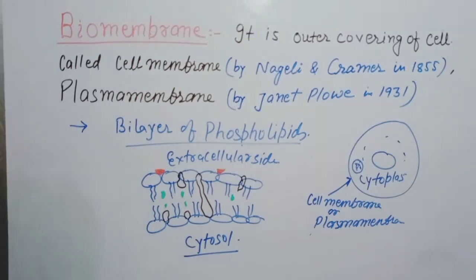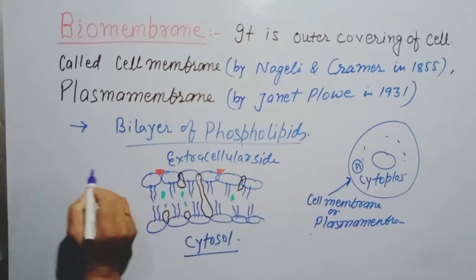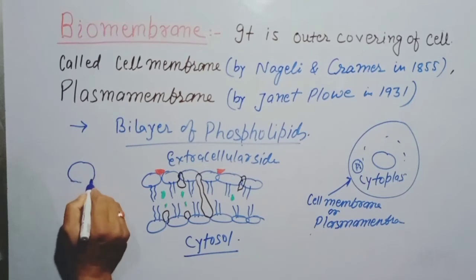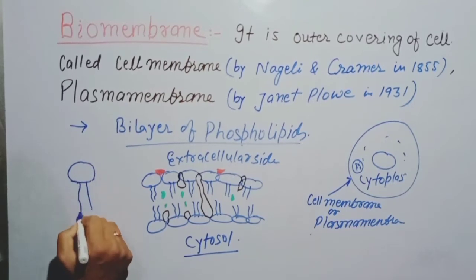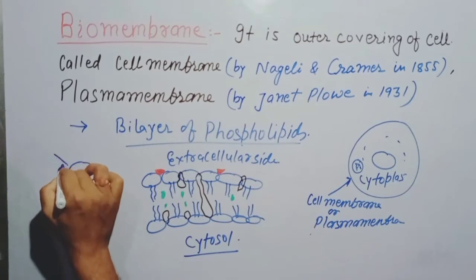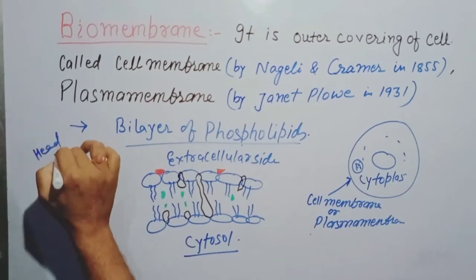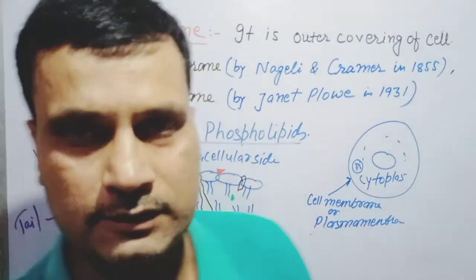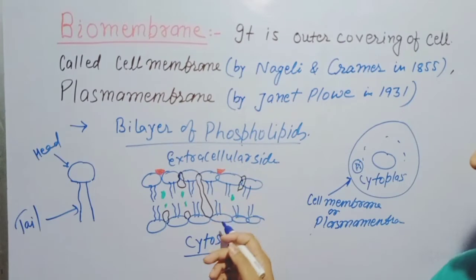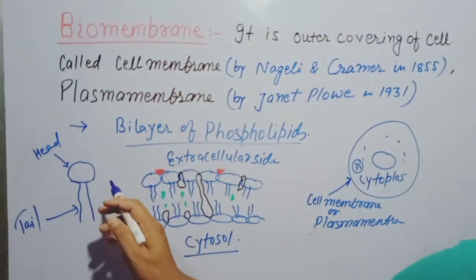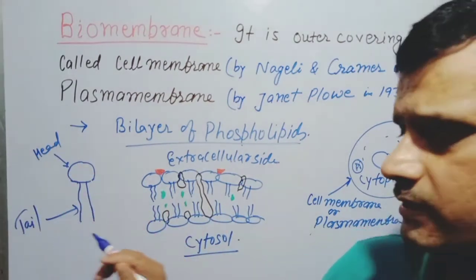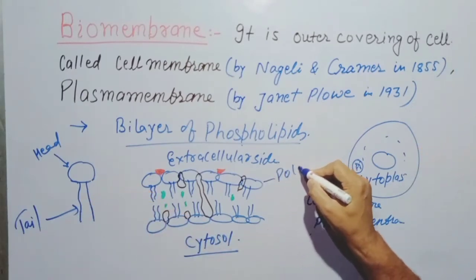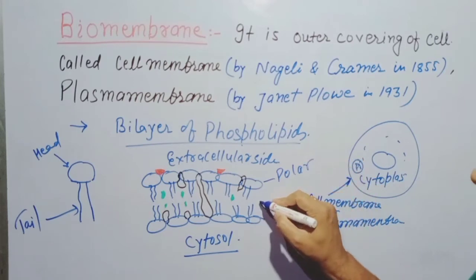And in the phospholipid structure, just understand, this one is called the head and this is called the tail. So in this phospholipid bilayer, the head is polar and the tail is non-polar. That means this part is polar and this part is non-polar.